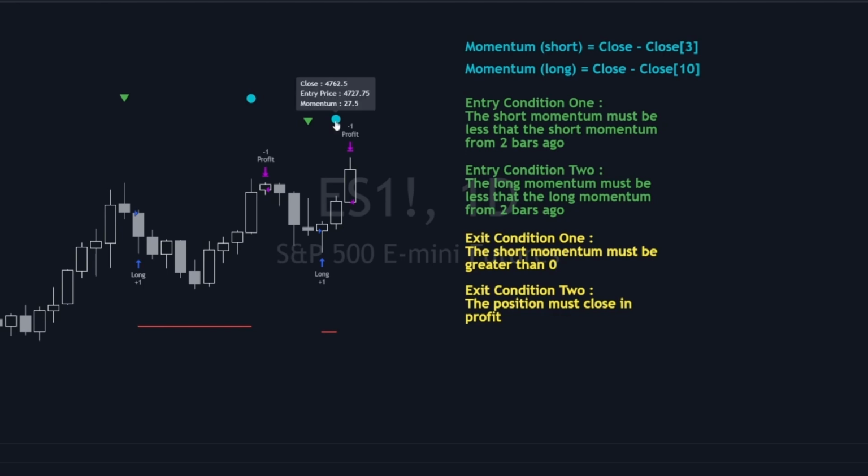Here on our blue dot we can see that the close is at 4762.5. The entry price was at 4727.75, so we are in profit, and the momentum is positive at 27.5. Therefore both exit conditions have been met. We can exit our position at the opening of the next bar, and the trade is complete.